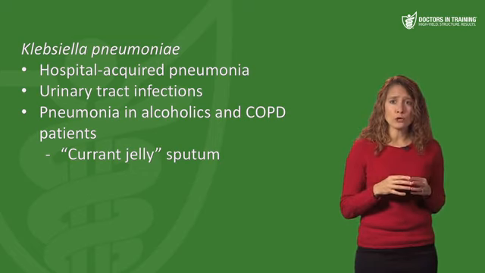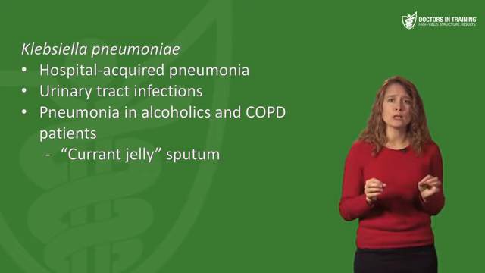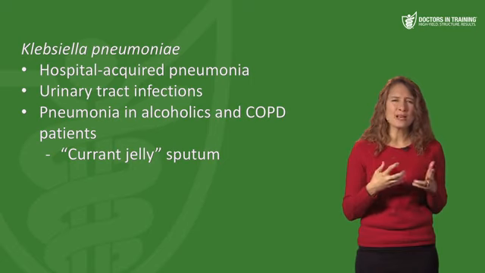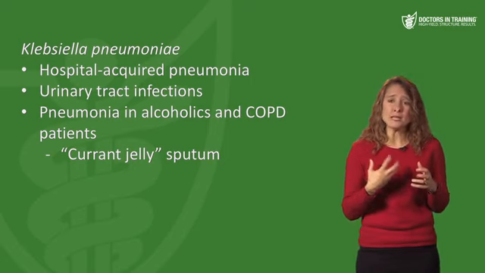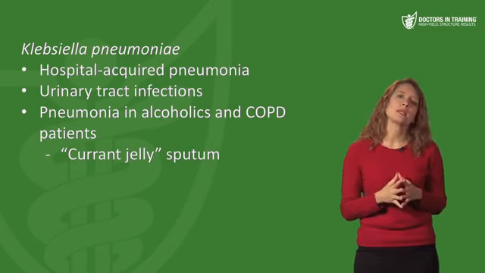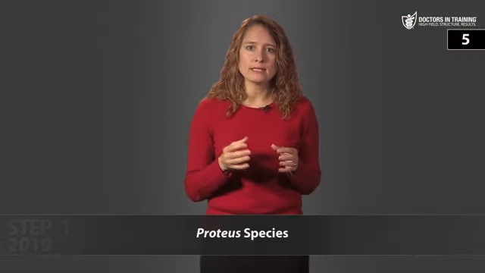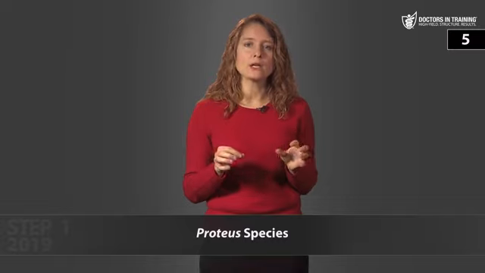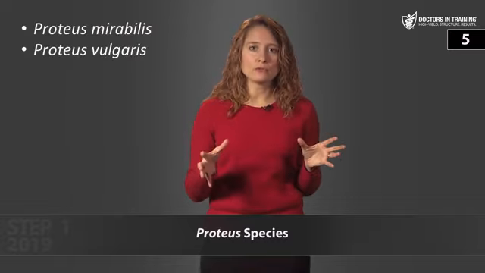The clue that you should look for in a test question is currant jelly sputum, which is thick red sputum indicative of that inflammation and necrosis that Klebsiella can cause in infected lung tissue. Now for the last gram-negative organisms that we'll be discussing in this session, Proteus mirabilis and Proteus vulgaris.